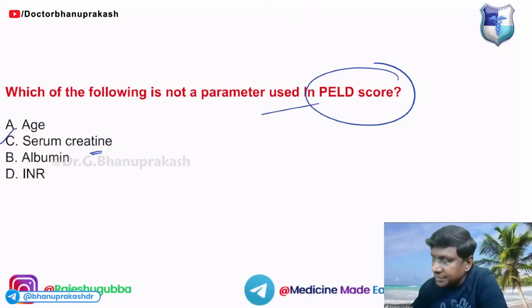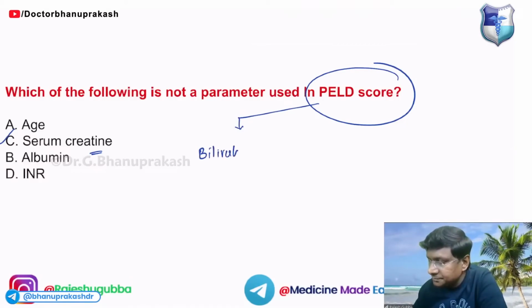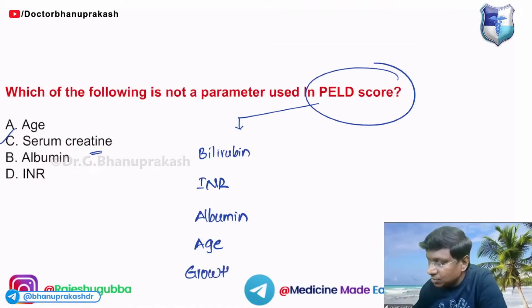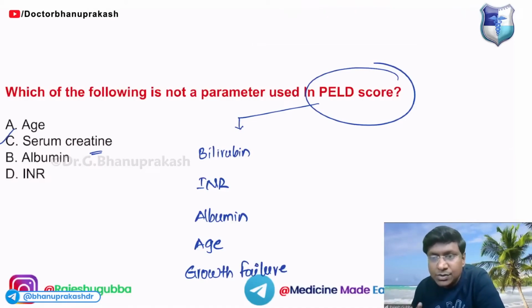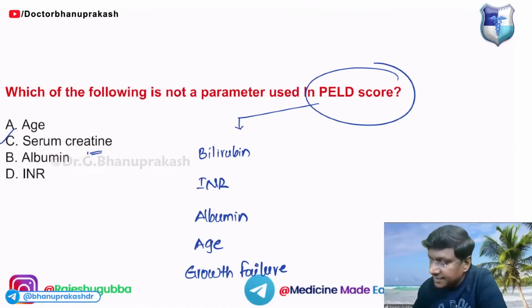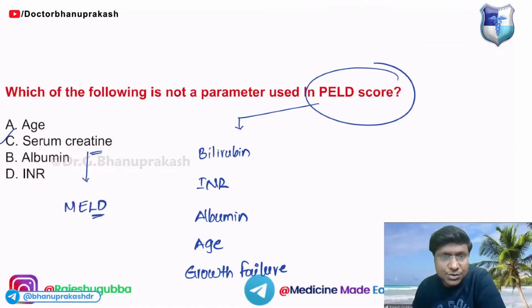So what are the parameters in the PELD score? You have the bilirubin, followed by the INR, then the albumin, then the age of the individual, then what is called growth failure. These are the components in the PELD score, but creatinine is not part of it. Creatinine is a part of the MELD score, that is, model for end-stage liver disease. Now I'll show you one table containing all the scores.